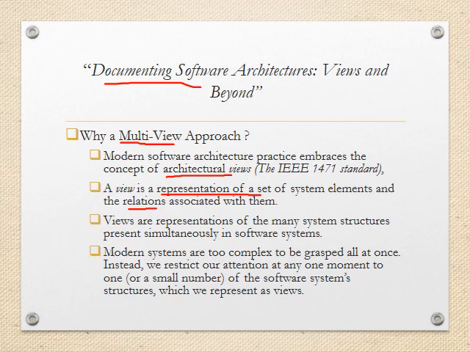Views are representations of the many system structures present simultaneously in the system. Modern systems are too complex to be grasped all at once. Instead, we restrict our attention at any one moment to one of the software system structures, which we represent as views. Now, if we look at any software these days, any systems are complex, so we can't understand them if we think about them as a whole. So we have to take them in parts, different views, and try to understand them and integrate them all together.